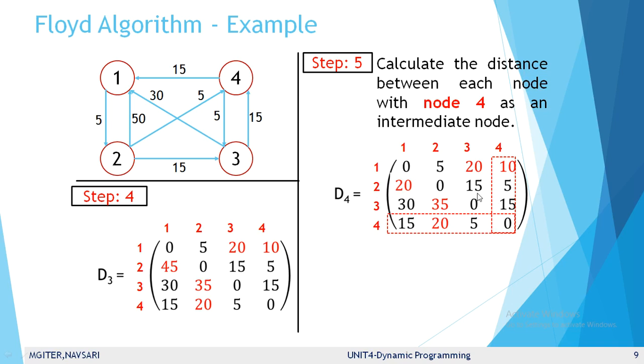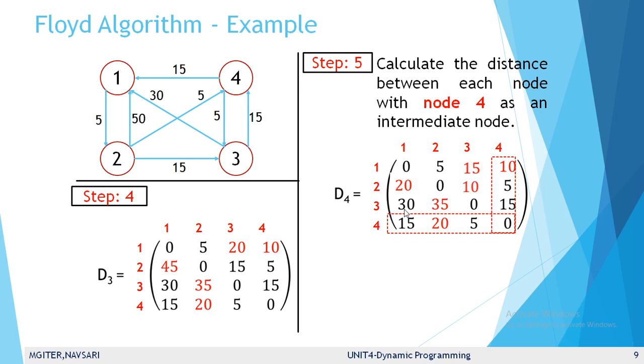2 to 3 is 15, but via intermediate vertex 4 there is a chance to get the shorter distance. So we check it. 2 to 4 that is 5 plus 4 to 3 that is 5, so that is 10. So here we get the shorter distance via intermediate vertex 4. So we update it to 10, and also here we update.